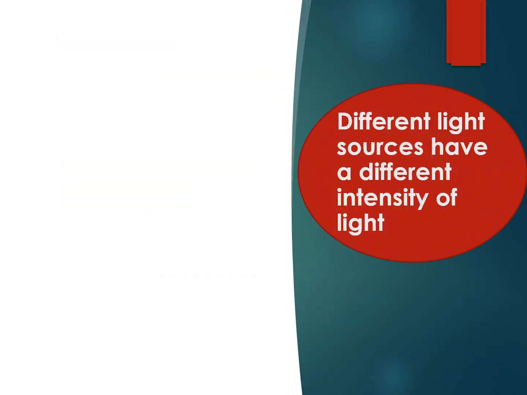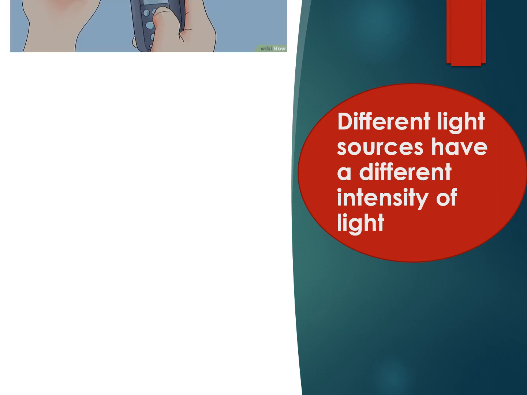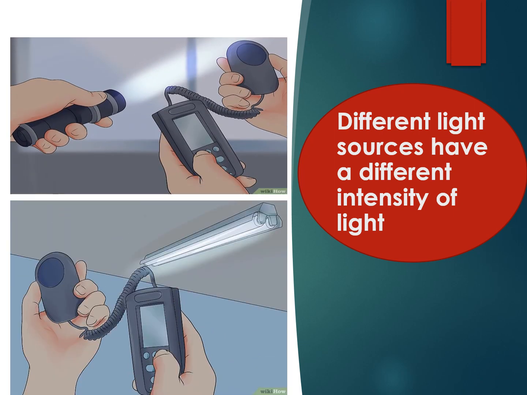Different light sources have a different intensity of light. As you can see here, this is a torch and this is a lamp at your home. Now you can see there is a difference between them in light intensity. How can we know that? We can know by using a lux meter to measure the light intensity in your room or at any place.